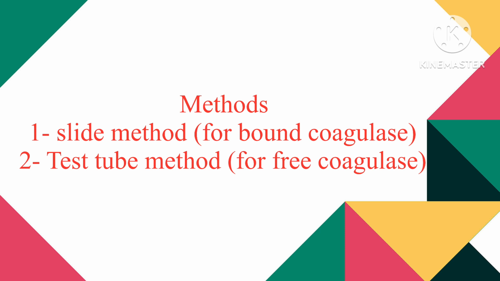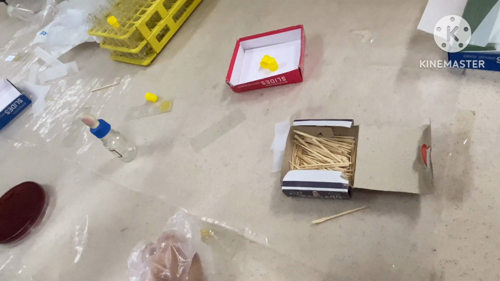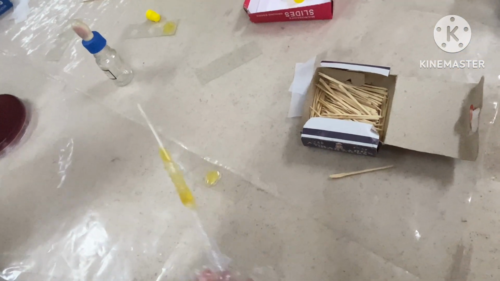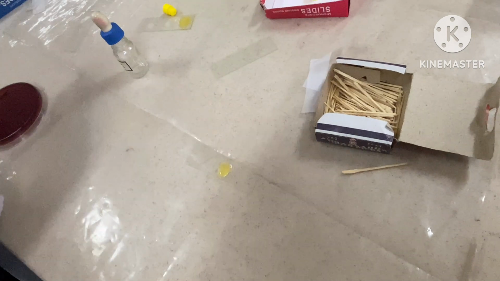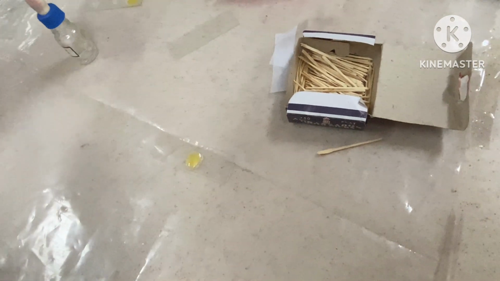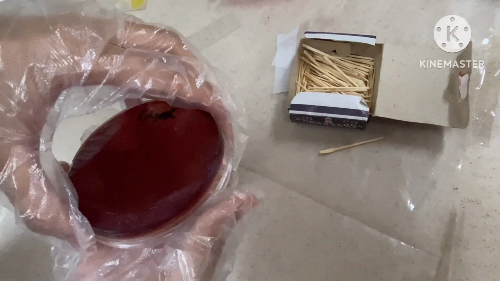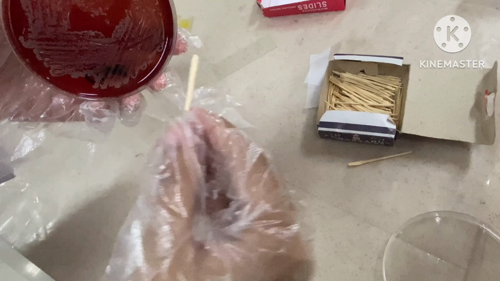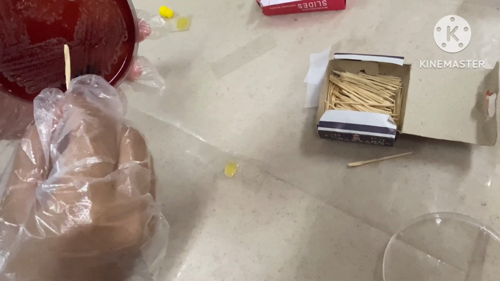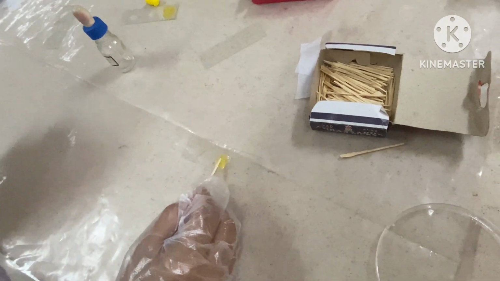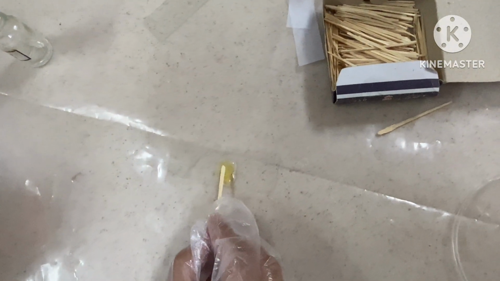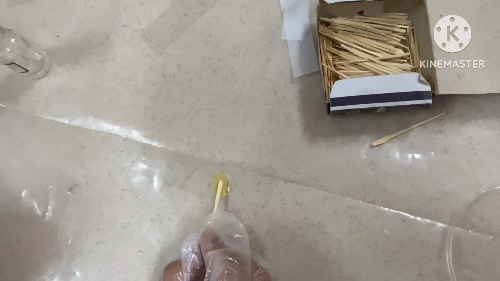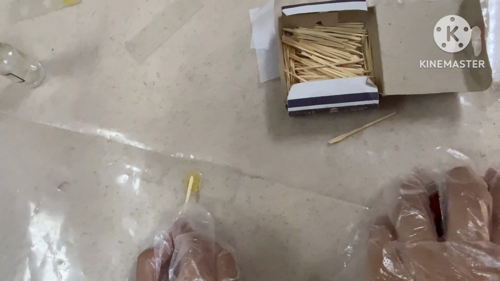Slide method is for bound coagulase that converts fibrinogen directly to fibrin without requiring a coagulase reacting factor. It is seen as clumping of bacterial cells in the rapid slide test. First of all, place a drop of distilled water, not normal saline, because salt causes agglutination and gives a false positive result. Then emulsify a colony of test organism. The organism must be first cultured on nutrient or blood agar. After adding the colony of test organism, add 1 loopful of plasma to the suspension.